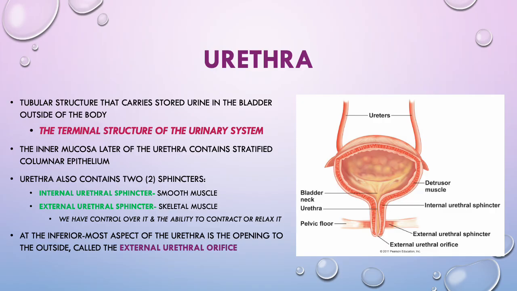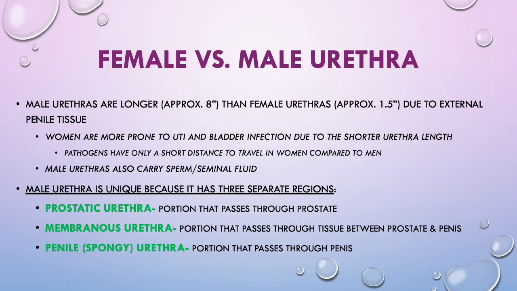Okay, so the urethra is the terminal structure. So we have an internal sphincter, which is smooth muscle, meaning involuntary, and external urethral sphincter that is voluntary, okay? And then at the end, we're going to have an external urethral orifice, okay? So structural differences between the male and the female. We talked, female is always shorter, male is always longer, and the male has a prostatic urethra, membranous urethra, and a penile or spongy urethra.